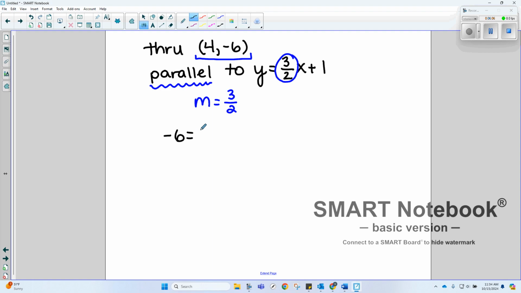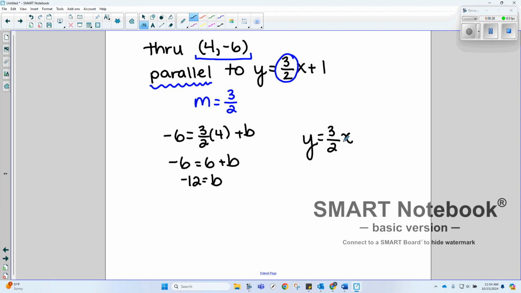So then I can say y equals mx plus b. And when I solve for b, I get b is -12. So I know the equation of that line would be y equals 3/2 x minus 12.